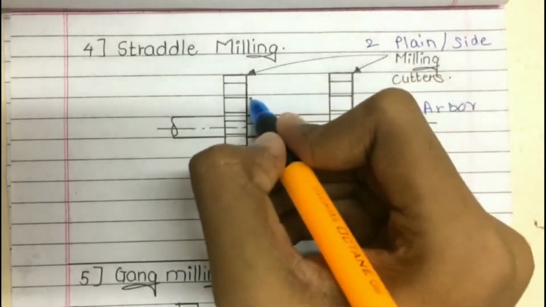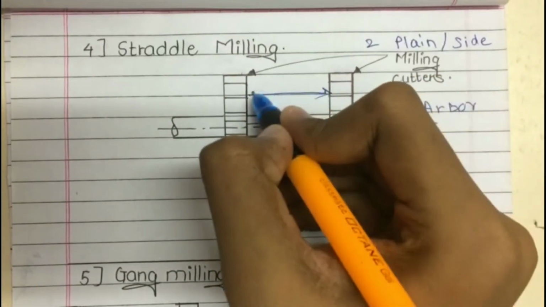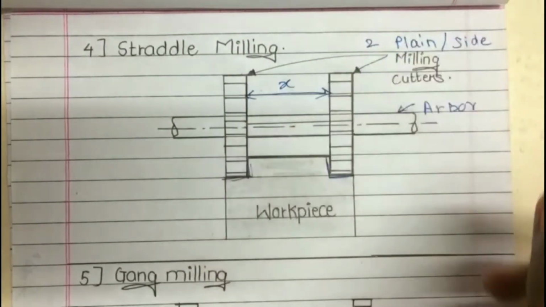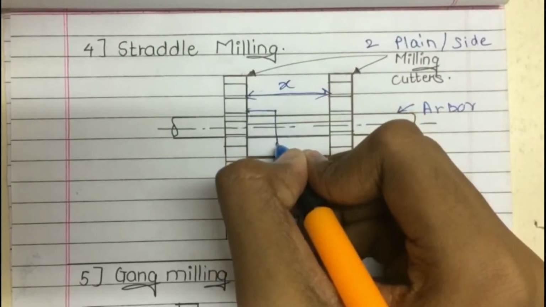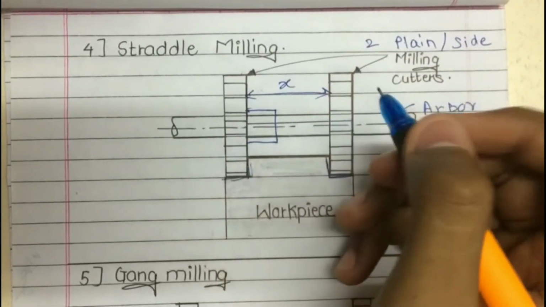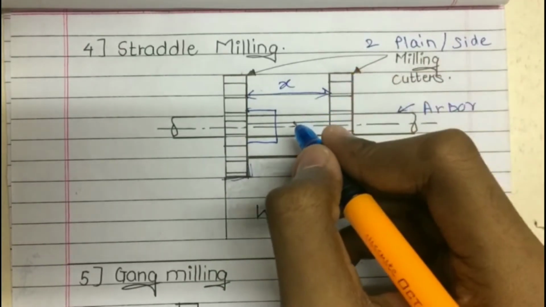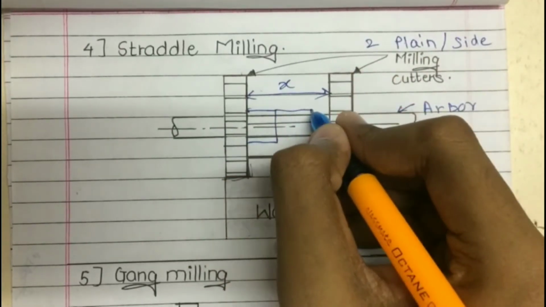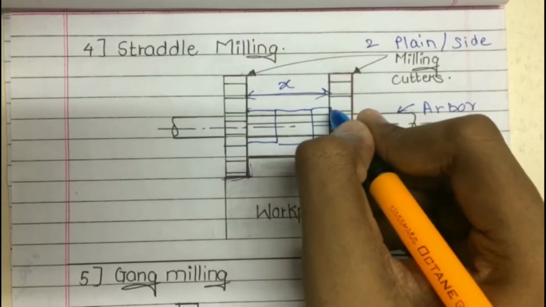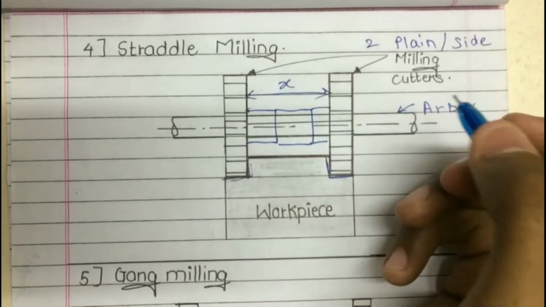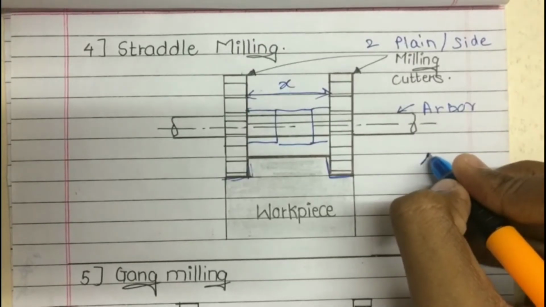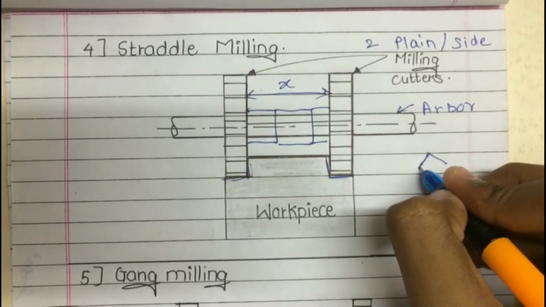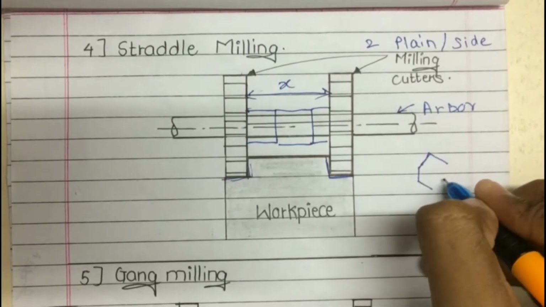At a required distance, and this distance can be changed by using a collar for maintaining the distance between two cutters as per requirement. This operation is mostly used to produce square and hexagonal surfaces.